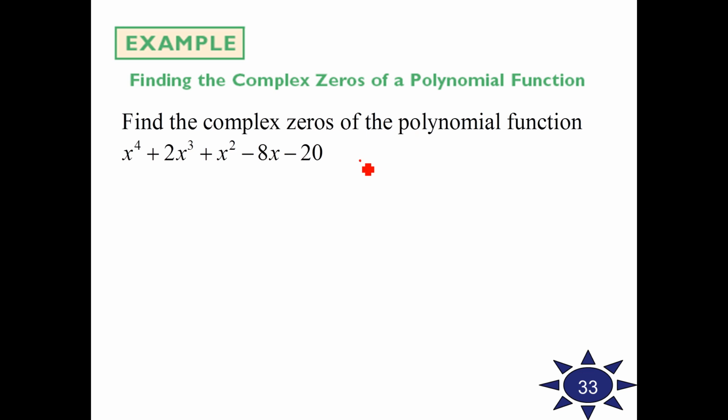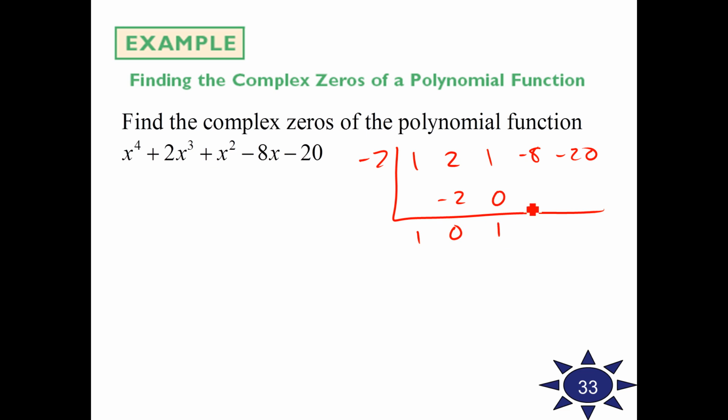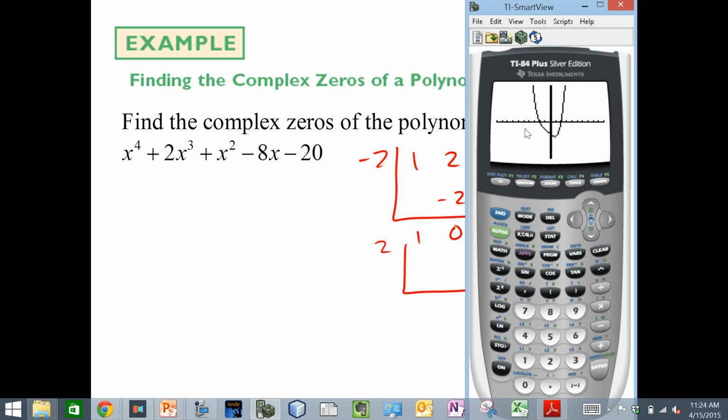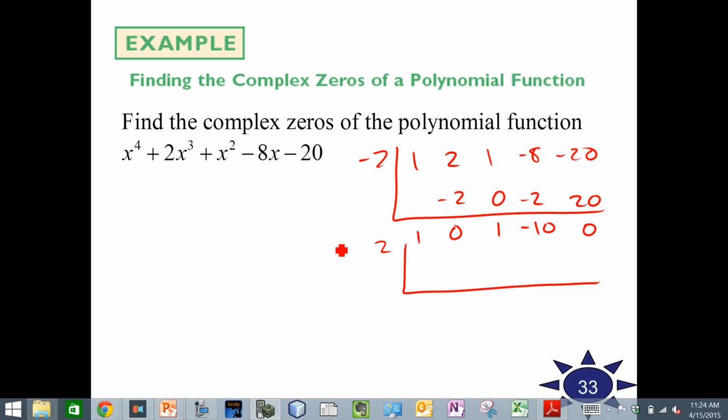So negative 2. And we'll have a 1, a 2, a 1, a negative 8, and a negative 20. 1, negative 2, 0, 0, 1, negative 2, negative 10, and 20. And good news, it did work. And now we have this synthetic here. We'll go again because it looked like it crossed at positive 2 also. Right in here at positive 2.